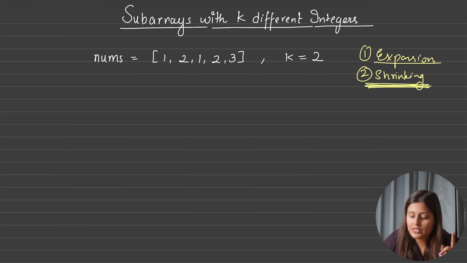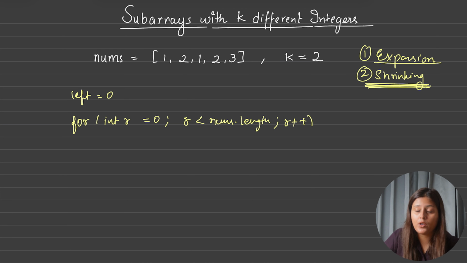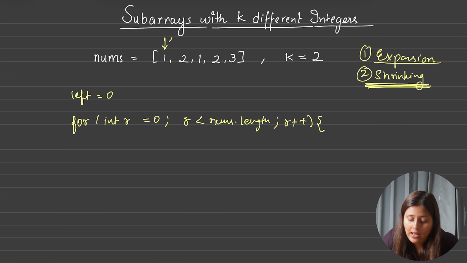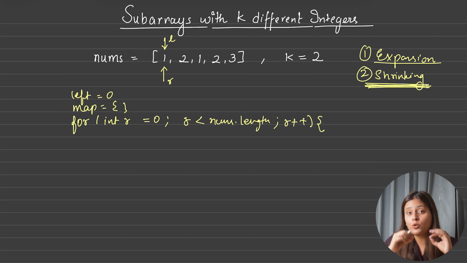Now we need 2 pointers, we know. So the left pointer I would like to initialize with 0, and for the right pointer I want to take a for loop that will start from 0 and go till nums.length, and we will do right plus plus. So what do I want to do with the right index value? Left pointer is pointing to this and right pointer is pointing to the same index. I want to put this in a map to count the unique numbers, correct? So I have to make a map outside there. Suppose here I made a map. Now I want to put this value in the map.